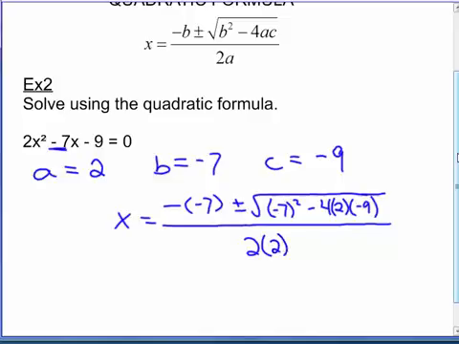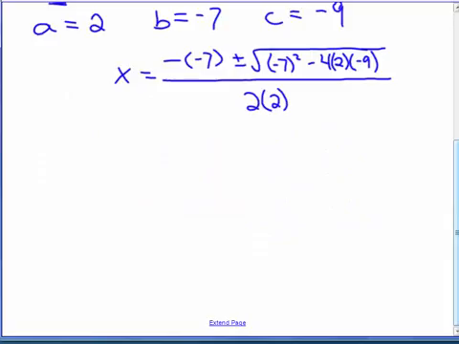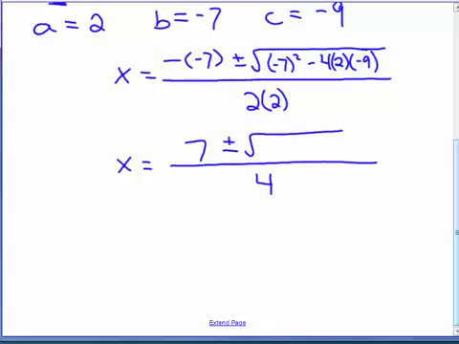My next step, I'm going to do a little simplifying here. So I get x equals, on the bottom I'm going to get a 4, 2 and 2 is 4. The opposite of negative 7, that's 7, plus or minus, and then I'm going to evaluate each part here. So negative 7 squared, 49. And then if I look here, that's a negative, that's a negative. A negative times a negative is a positive. And then I'm looking at 4 times 2 times 9. Well, that's 72.